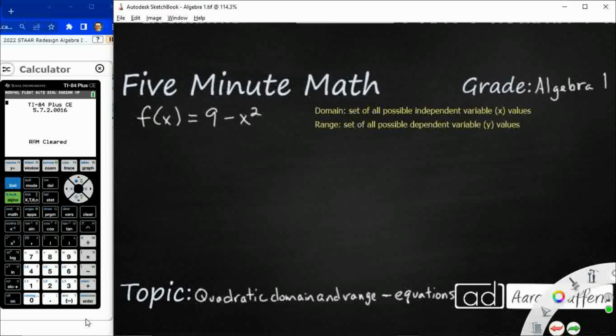Hello and welcome to 5-Minute Math. Today we are looking at the Algebra 1 concept of quadratic domain and range, specifically how we can find those when we are given equations, and we'll do it in 5 minutes or less.